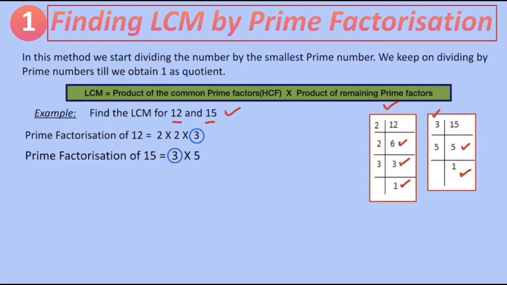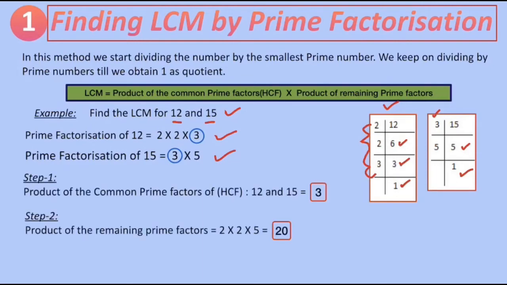Now let us list out the prime factors for 12. The prime factorization for 12, we have to write all these prime factors, as 2 into 2 into 3. And now we will write the prime factorization for 15. The prime factorization for 15 is 3 into 5.